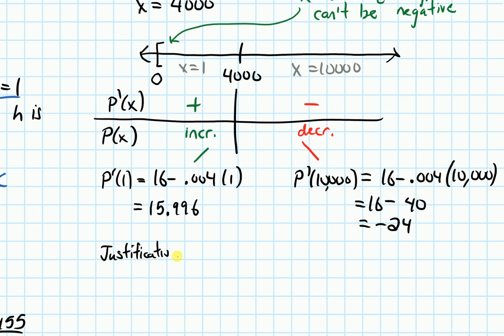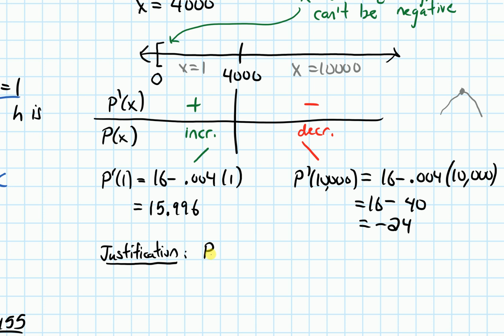To justify, wait, why is this local? At this point, I know it's a local max because my function changes from increasing to decreasing at our critical number. Why is that local max actually the absolute max, the very highest point? So the justification is going to be really similar to the justification in our previous video.